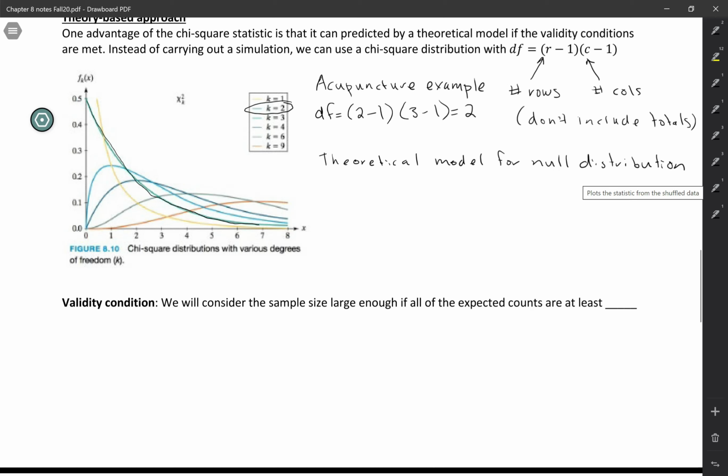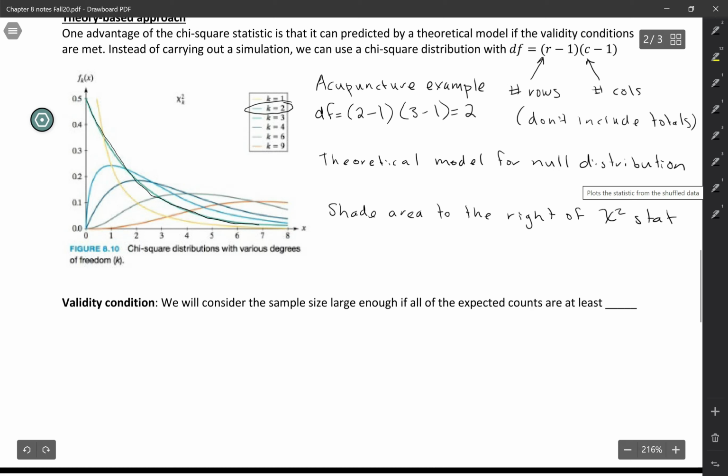And we can use this distribution just like we've used other theory-based distributions to find a p-value. So you're just going to shade the area to the right of your chi-square statistic. And the reason that we shade to the right is because, remember, a larger chi-squared statistic indicates stronger evidence. So we're going to find our chi-square statistic and shade everything to the right of it to find the p-value. So that area under the curve to the right of the chi-square statistic would be the p-value. In this example, it's kind of hard to see that because our chi-square statistic was so far over to the right that there's basically nothing to shade.